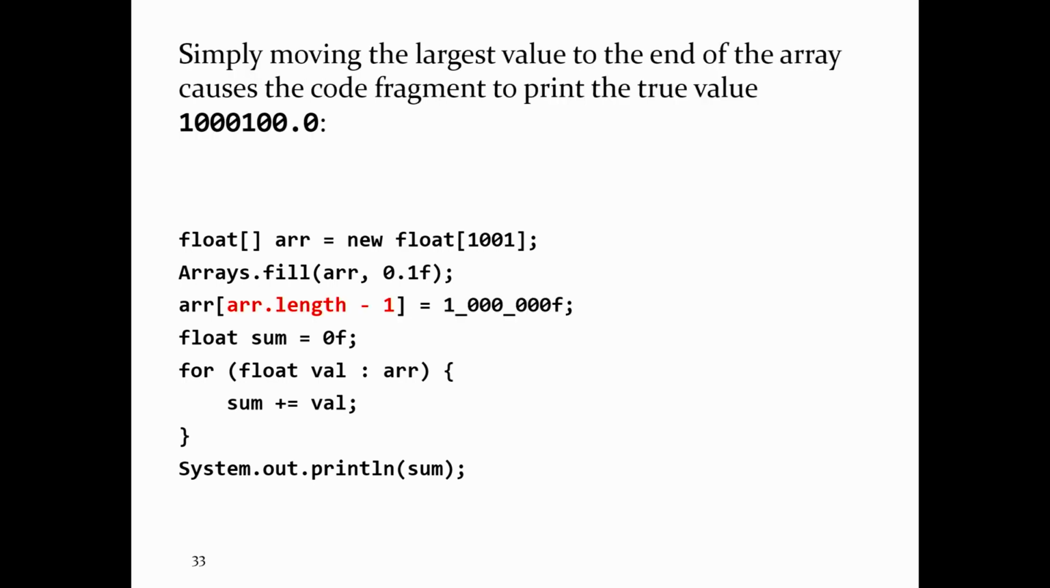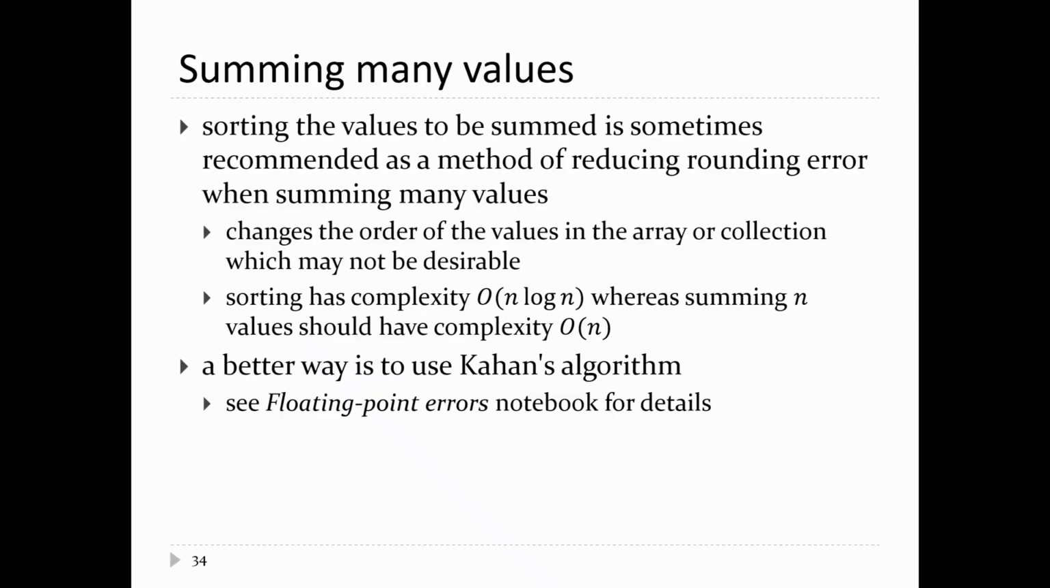So in this particular case, if I move that 1,000,000 to the end of the array, so 0.1, 0.1, 1,000,000, right? Same problem. I've just moved the million to the end of the list, to the end of the array. Now it actually prints out the right value. You actually get 1,100,000. So now that actually works. All that I did was switch where the million was in the array.